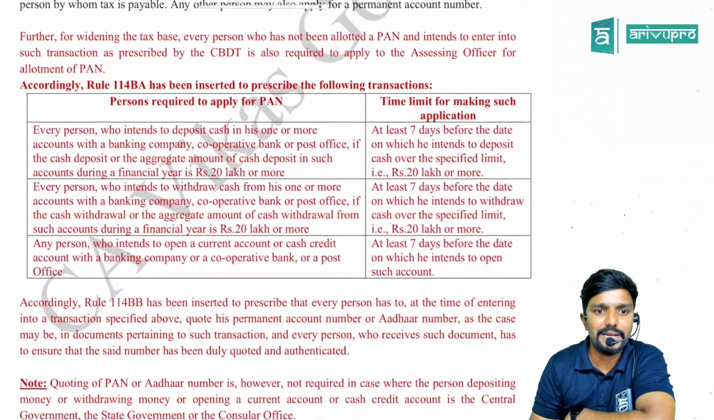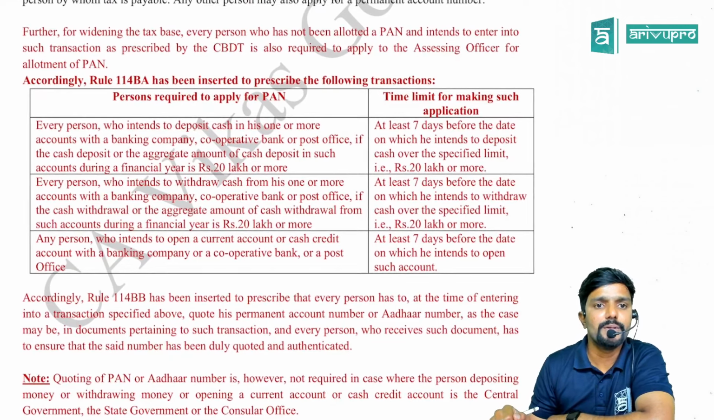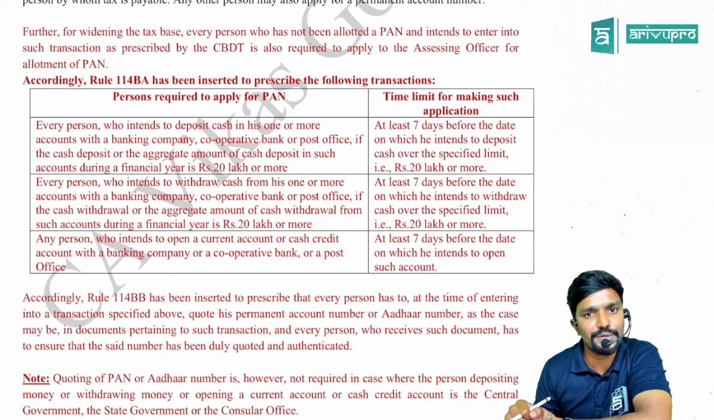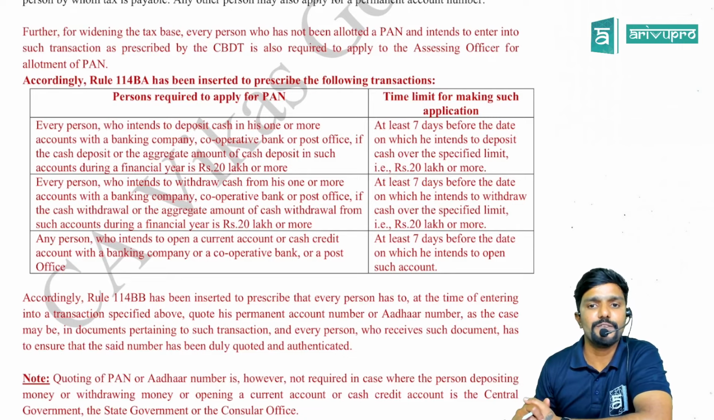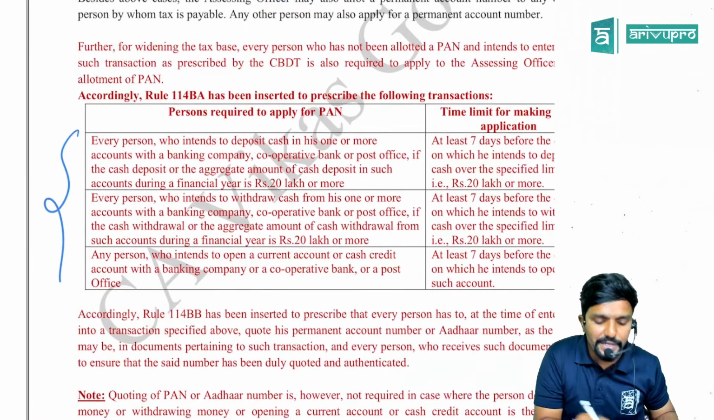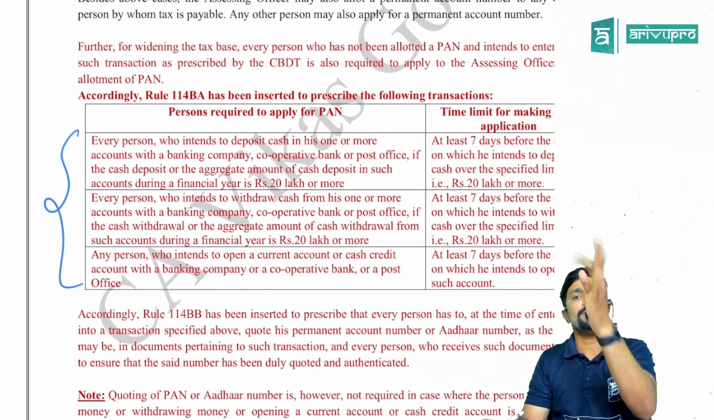So whatever I have highlighted in red color is a change here. Further, for widening the tax base, every person who has not been allotted a PAN and intends to enter into such transaction as prescribed by the CBDT is also required to apply to the assessing officer for allotment of PAN. Means if you are willing to enter into any of these transactions, then for you PAN is mandatory.